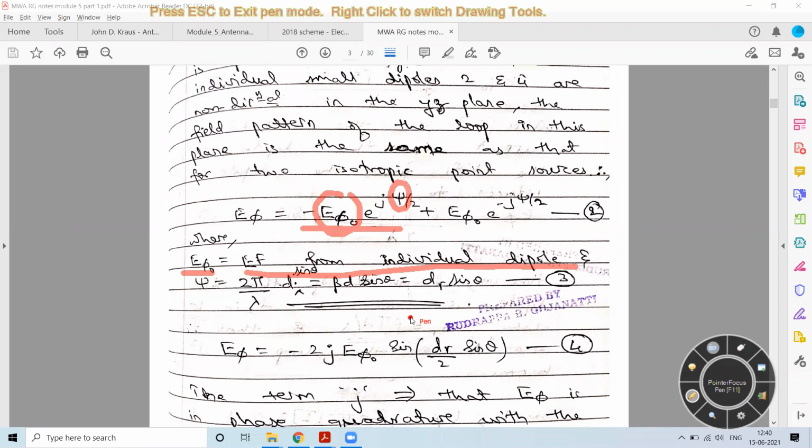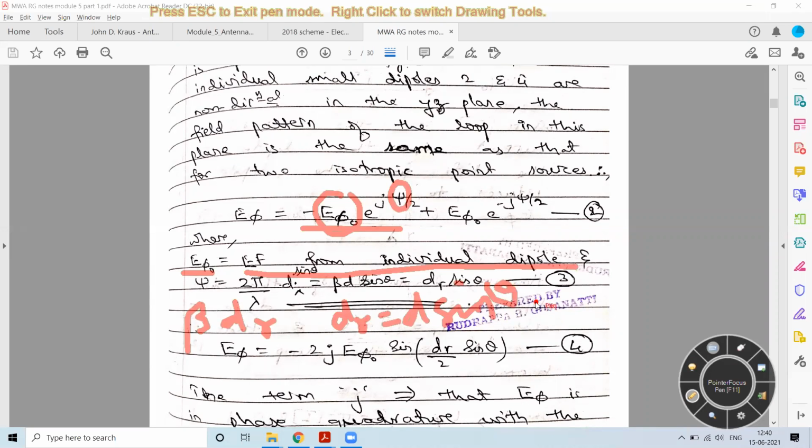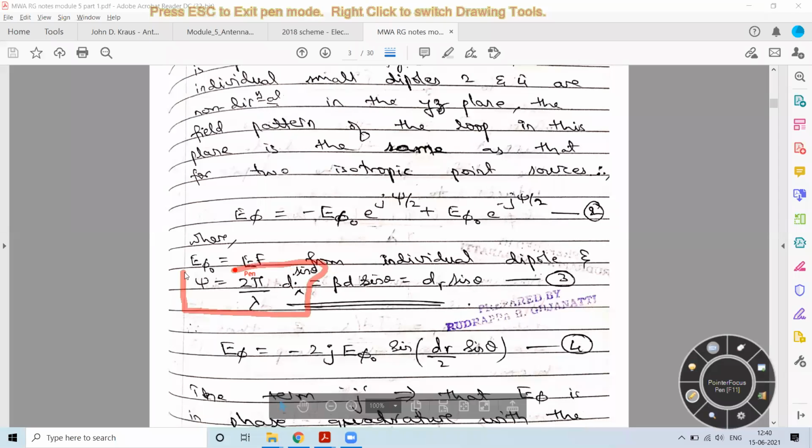It gives you the phase information, which is beta times dr. In this case, when I estimate dr, it is equal to d sine theta. So based on that, psi is equal to beta times d sine theta, where beta is nothing but 2 pi by lambda. So 2 pi by lambda into d sine theta. This is the parameter which gives you the phase information associated with those field values.